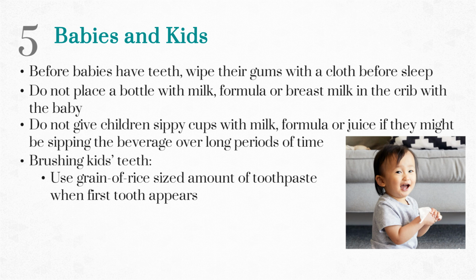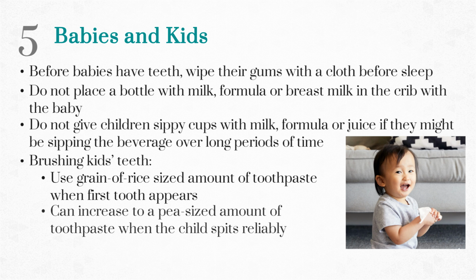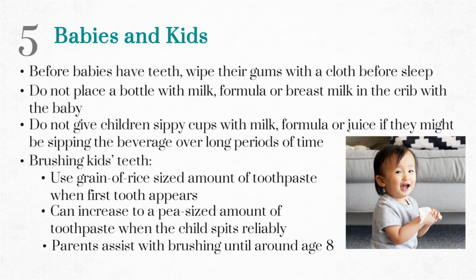When brushing kids' teeth, only use a grain of rice sized amount of toothpaste when the first tooth appears. When the child starts to be able to spit out toothpaste reliably, you can increase it to a pea-sized amount. Parents should help their kids brush their teeth until around 8 years old, because before that, kids may not be coordinated enough to really get the plaque off their teeth.